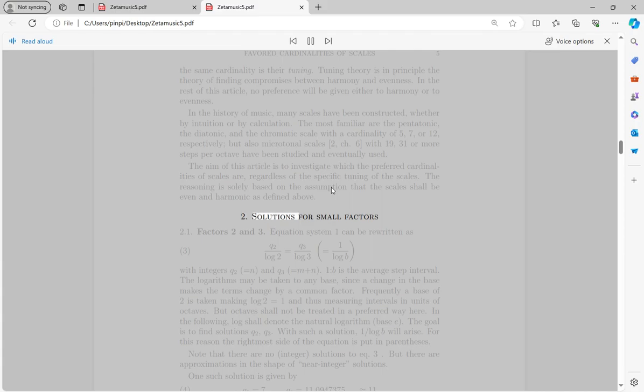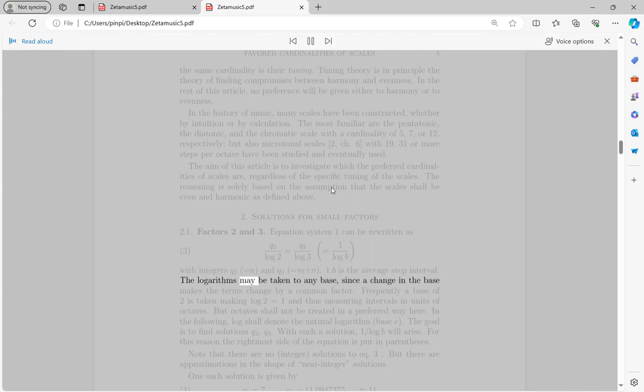2. Solutions for small factors. 2.1. Factors 2 and 3. Equation system 1 can be rewritten as q2 log 2 = q3 log 3 = 1 log b (equation 3), with integers q2 equals n and q3 equals m plus n. b is the average step interval.